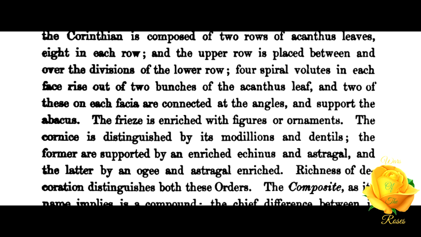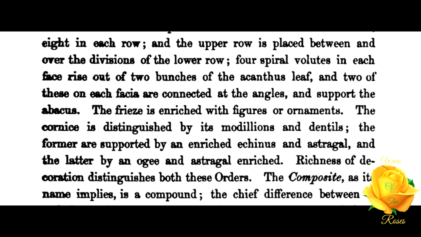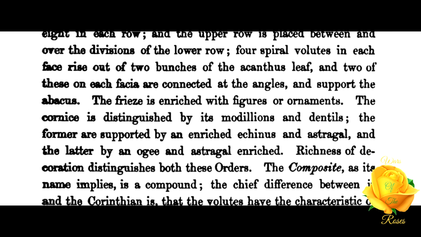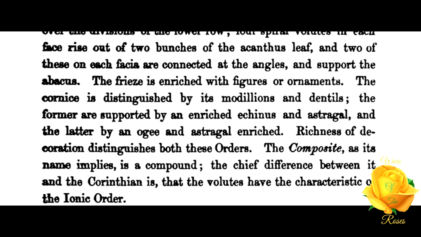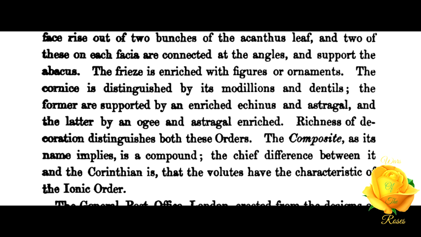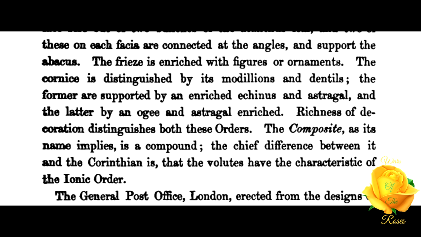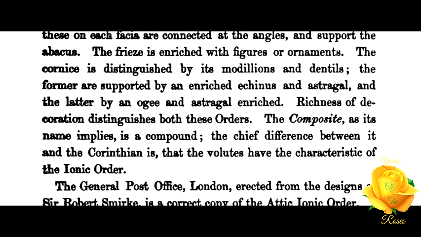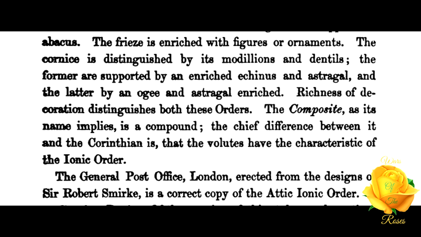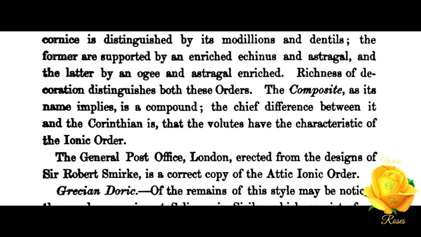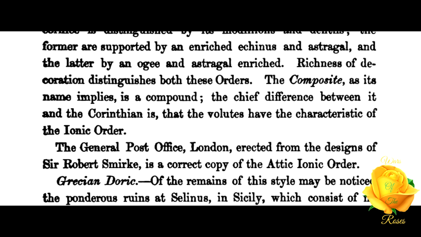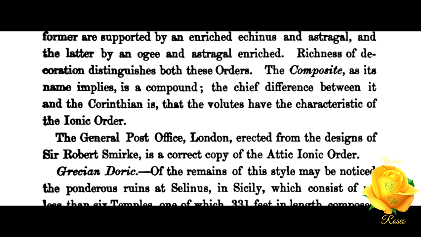The frieze is enriched with figures or ornaments. The cornice is distinguished by its modillions and dentils. The former are supported by an enriched echinus and astragal, and the latter by an ogee and astragal enriched. Richness of decoration distinguishes both these orders. The Composite, as its name implies, is a compound. The chief difference between it and the Corinthian is that the volutes have the characteristic of the Ionic order.